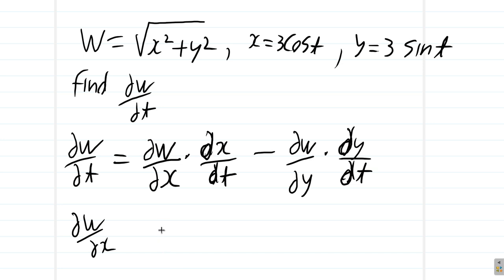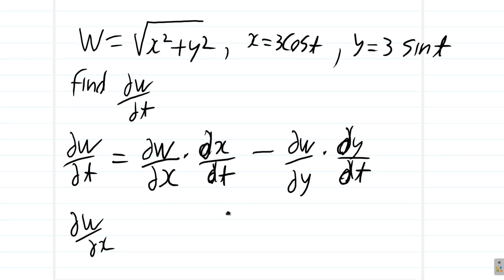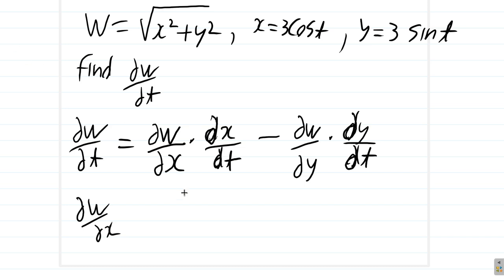Now, partial of w with respect to x. You would have to use the chain rule, differentiation by substitution. Now, if you've been practicing the chain rule a lot, you could do it the shortcut way. But let me assume you haven't been practicing it a lot or in recent times. So let's do it the long way with all the steps. You have w is equal to the square root of x squared plus y squared. Okay?